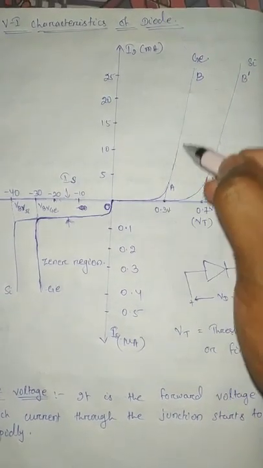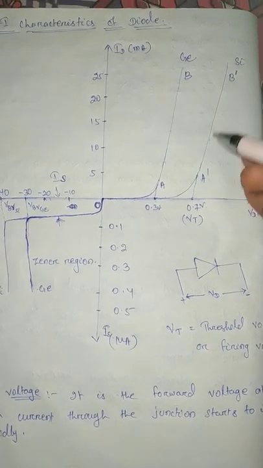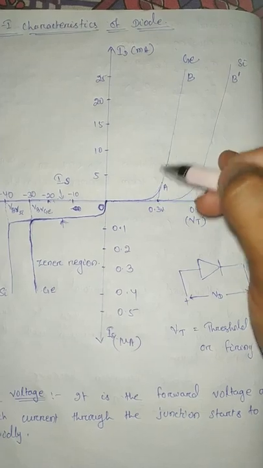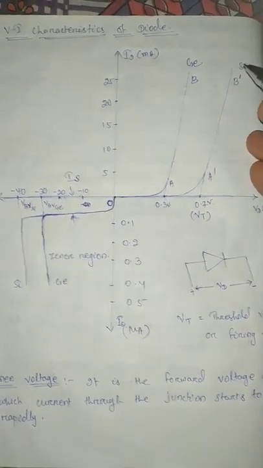So as you see, this graph is non-linear. This is the exponential curve we obtain. This is for the germanium type diode and this is for the silicon type diode.